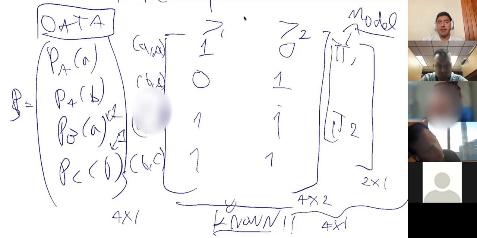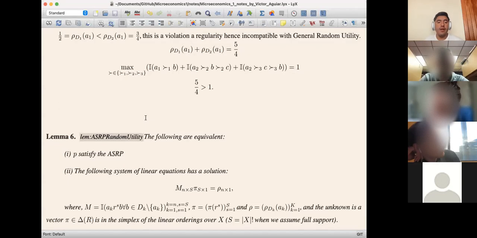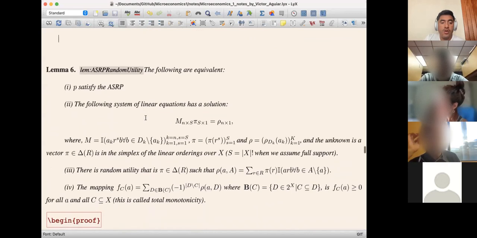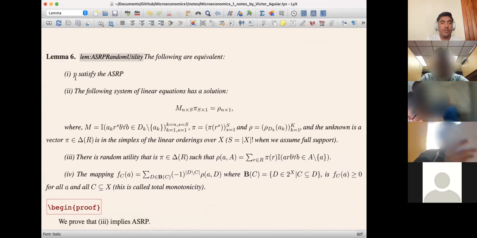Now, in the last part of the class, let me share again the slides. So the main theorem of this section, the one that is going to conclude everything, is the following. It says the following conditions are equivalent. First, so this is a rho, of course, let me correct this. Rho satisfies the axiom of stochastic revealed preference.